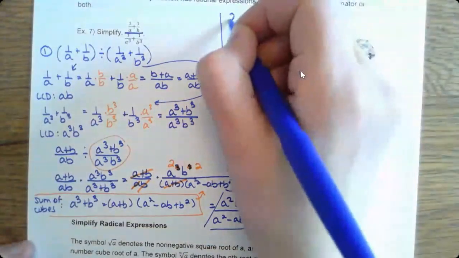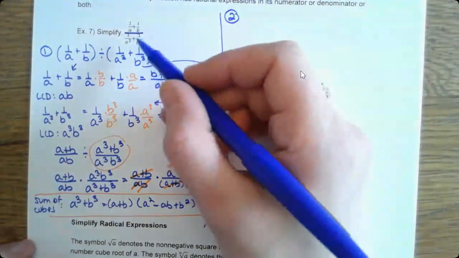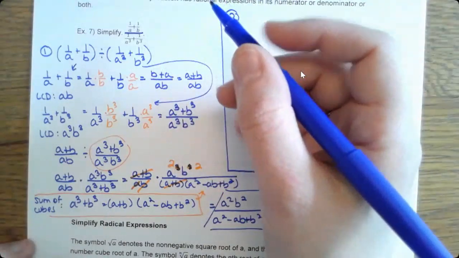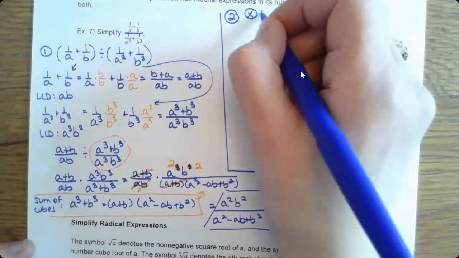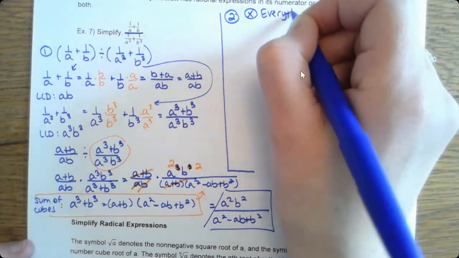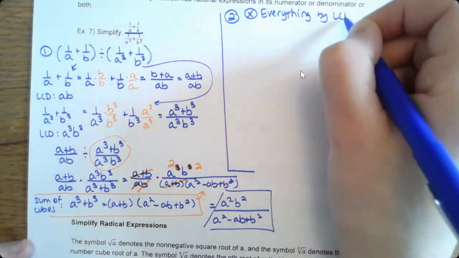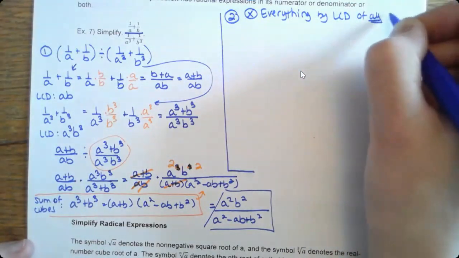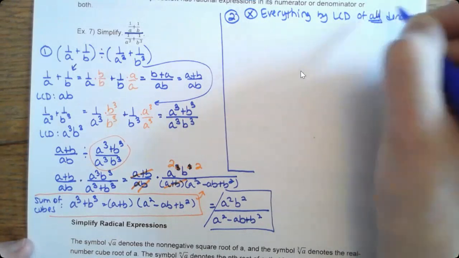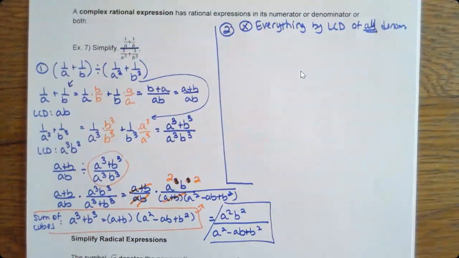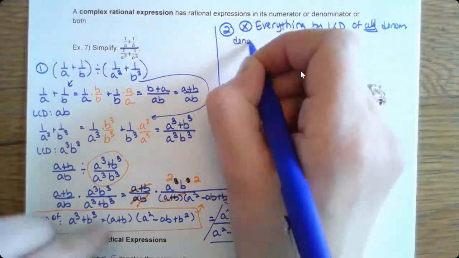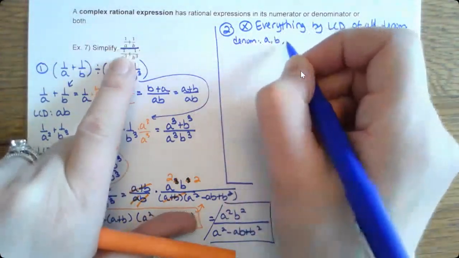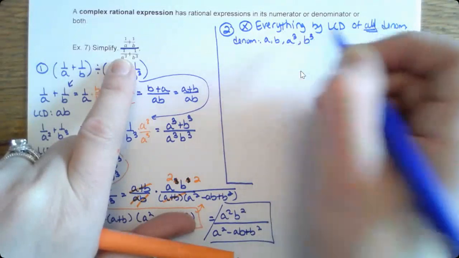Now, the second strategy, which tends to be faster for the more complicated ones, I think, is to try to cancel out this double fraction at the beginning. So what you do is you multiply everything by the LCD of all denominators at once. So instead of focusing on the numerator and denominator separately, like the top and the bottom, you look at all denominators. So in this case, my denominators are a, b, a cubed, and b cubed.